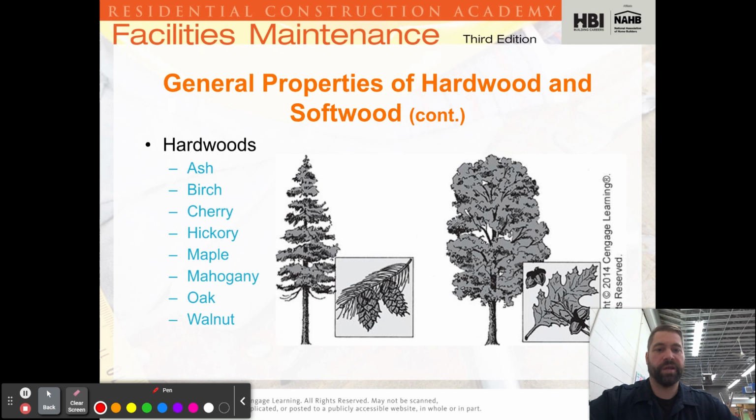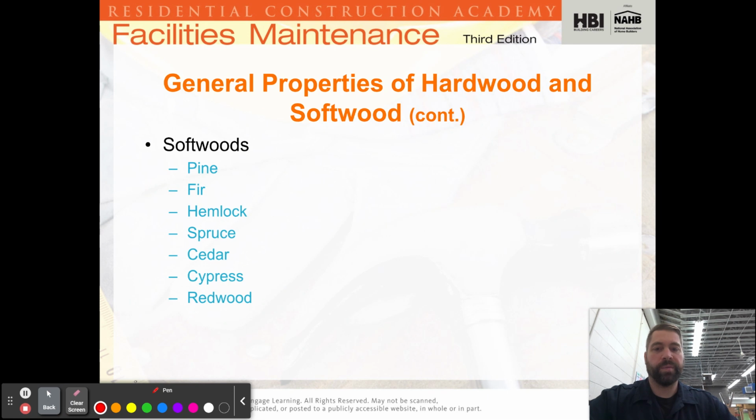Here are a couple examples of each one and how they look. You can look at this in more detail on your own time. Those are some of the hardwoods, and some of the softwoods are right here. Again, if you're more interested in those, feel free to do further research.